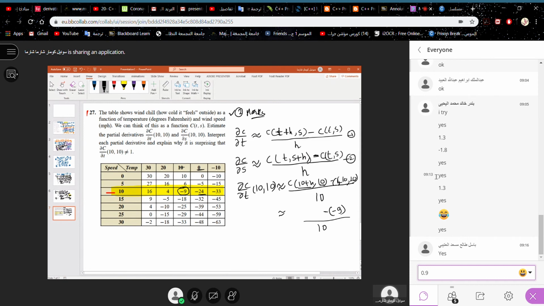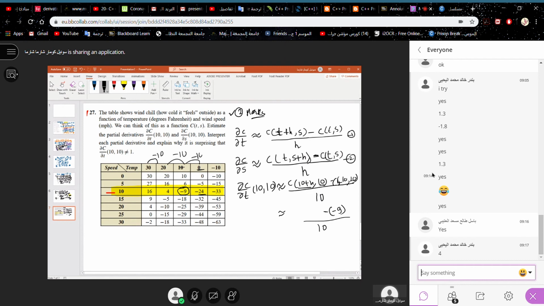H is how much? You can see every time you are getting this value minus 10, 10 minus 20, minus 10. This is how much? Minus 10. This is how much? Minus 10. So if you are here, then H value you are getting how much? Minus 10? Yes or no?